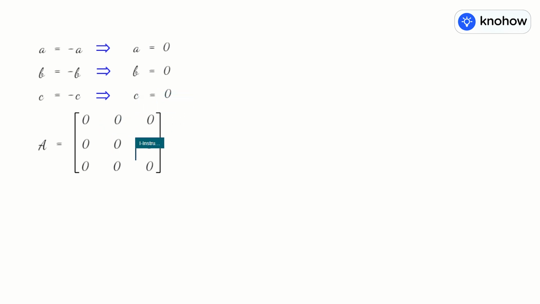So that means A is nothing but a 0 matrix. And which choice is this? You check up. This is your B choice. So B choice is the correct answer.